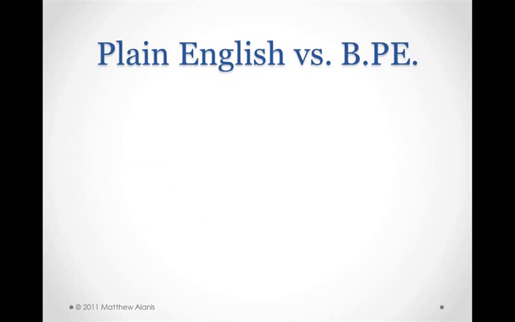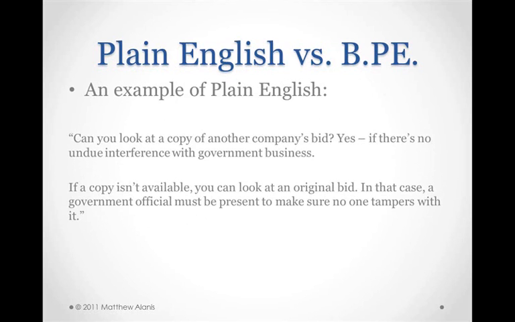Now compare that with the same excerpt that's actually translated into plain English, and as you can see here, just instantly you know there's a lot fewer words. So I'll read this here briefly. It says, can you look at a copy of another company's bid? Yes, if there's no undue interference with government business. If a copy isn't available, you can look at an original bid. In that case, a government official must be present to make sure no one tampers with it.